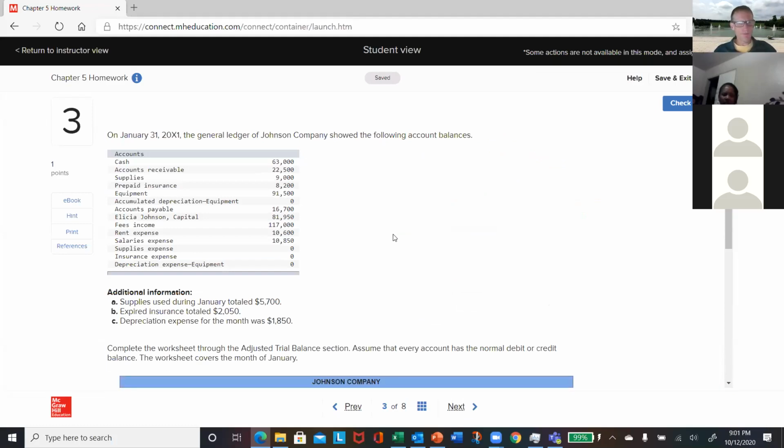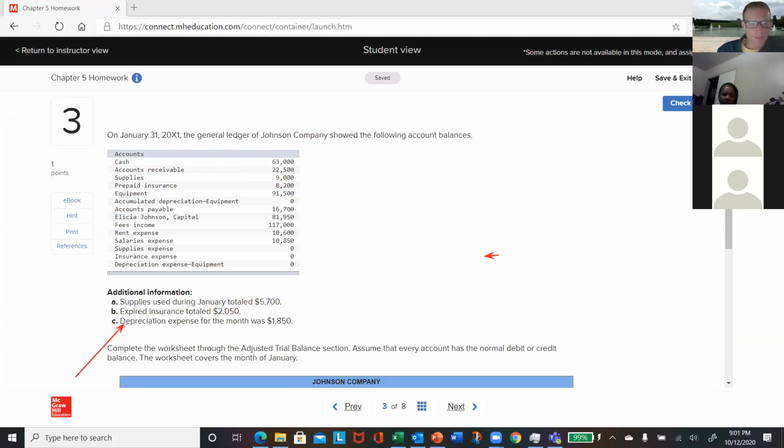So this is problem number 3, and this one's a little bit different, but let's just see what they give us. It says, January 31st, the general ledger showed the following account balances. So again, they give us cash, AR, supplies, all these account balances. Notice it says, assume that every account has the normal debit or credit balance. Remember the increase side, that's the review from chapter 3. Okay, they want us to complete a worksheet.